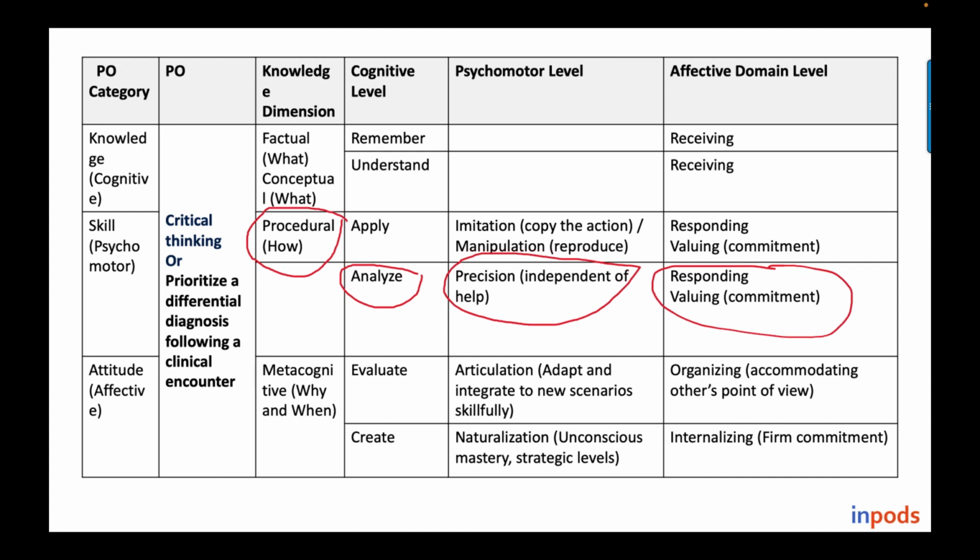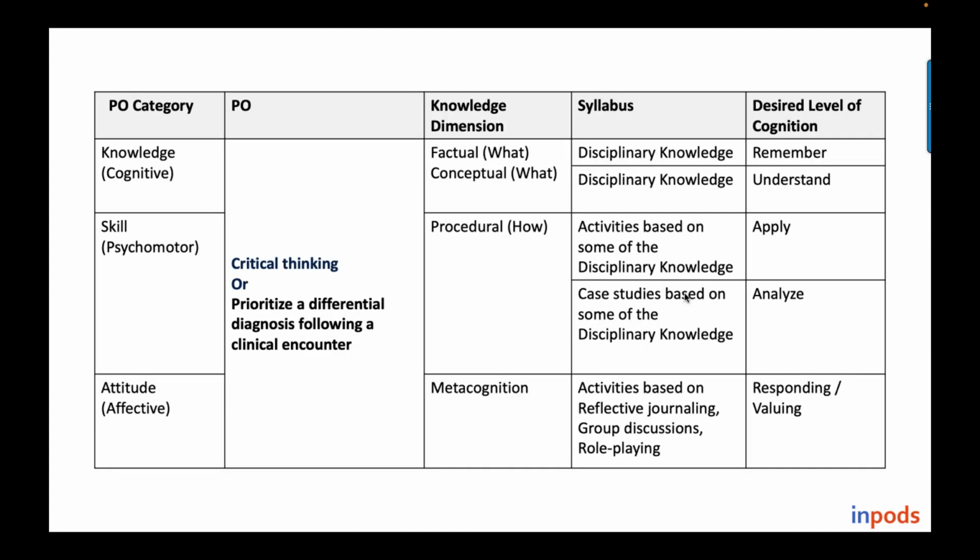Is that what I'm expecting them at the affective domain level? Something that I can decide. Now I will come out with this blueprint of my critical thinking PO. So this gives me an end-to-end idea of how I am going to assess this program outcome.